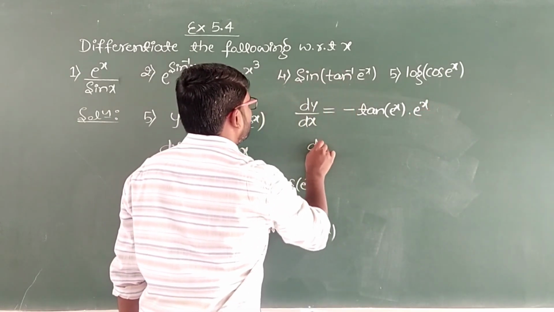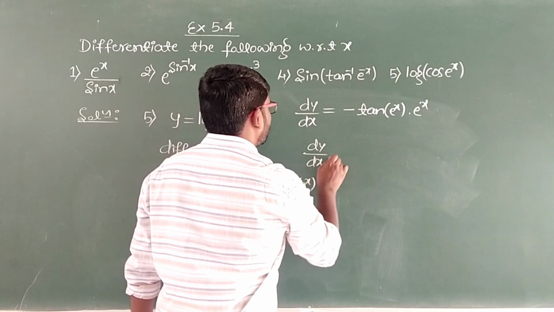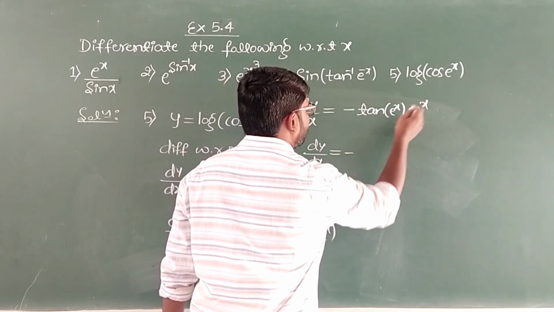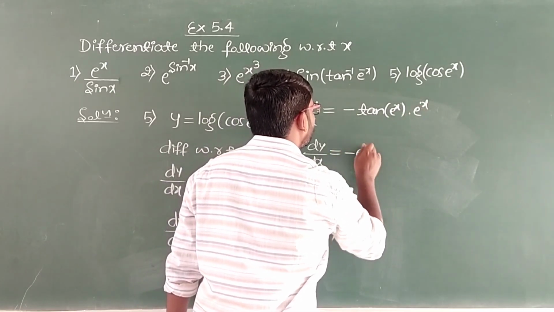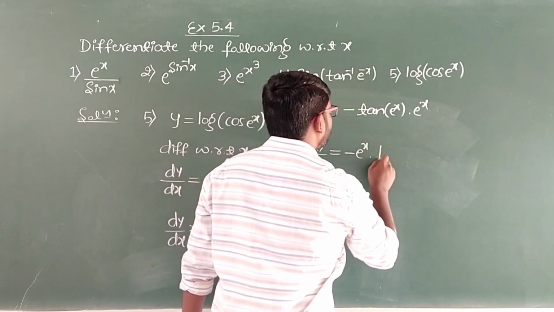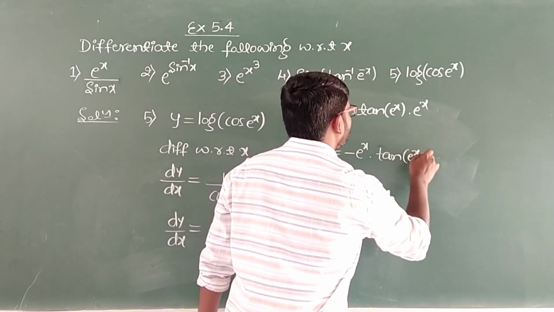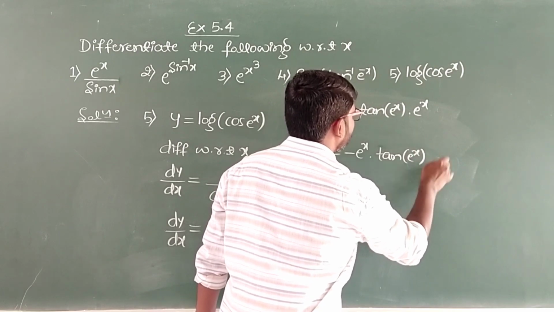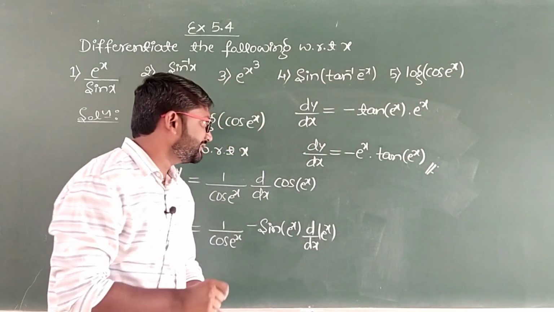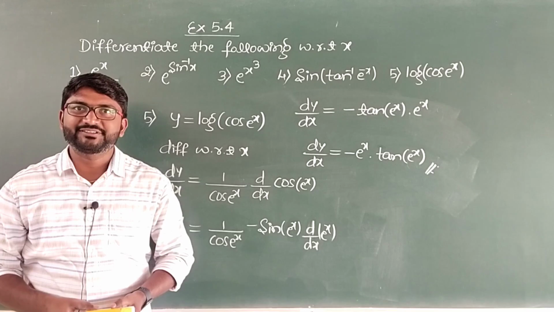In the next step, dy by dx which is equals to minus, I write this e power x in the beginning, e power x into tan of e power x. So this is all about question number 5. Note down this, then we'll take up the remaining questions.